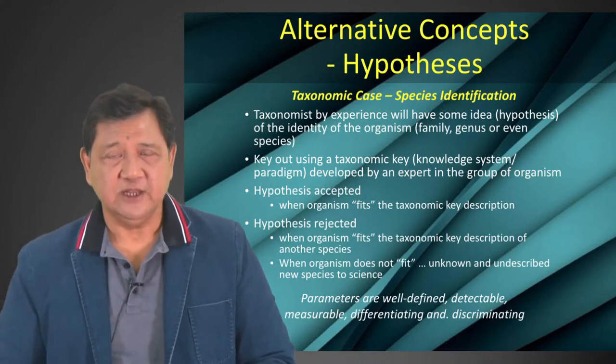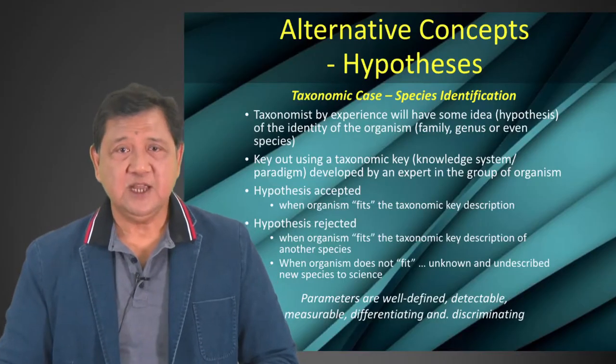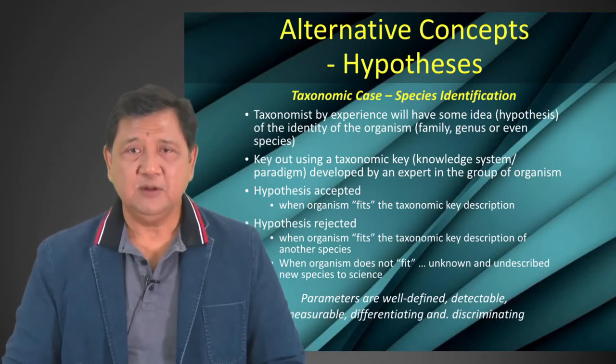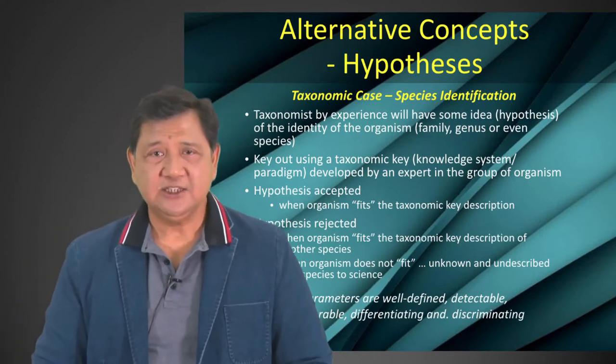The hypothesis is accepted when the organism fits the taxonomic key description of the different organisms. The hypothesis, on the other hand, is rejected when the organism fits the taxonomic key description of another species. When the organism does not fit, an unknown or undescribed species to science is the resulting conclusion. As you will see, parameters are well defined. They are detectable, measurable, differentiating, and discriminating.